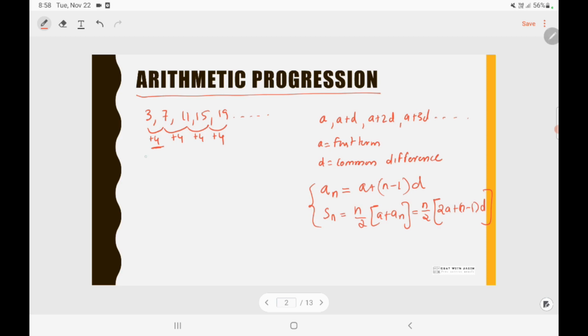Okay, so in this example, if you are asked to find out the 10th term of this series, a10 is equal to a plus 9d, because 10 minus 1 is 9. So a is 3, 3 plus 9 into d, where d is 4. So you will get 39.